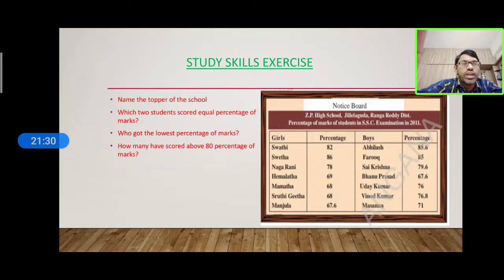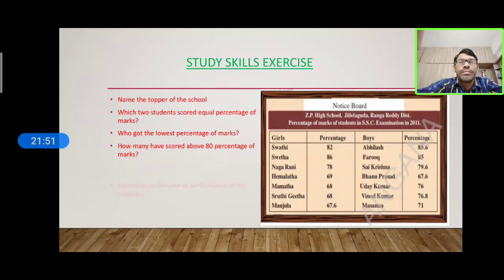Above 80 means starting from 81%. How many members have scored above 80 percent? If there are 5 students, write down 5. If there are 6, write down 6. If there are 3, write down 3, and write their names with percentages.